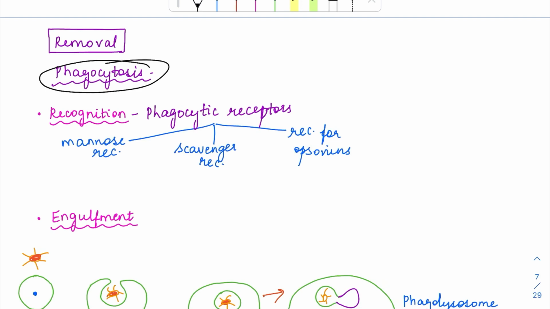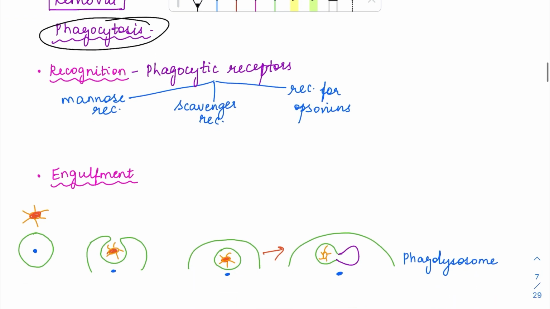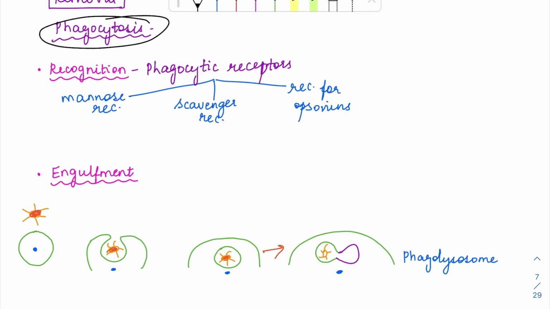Then it has to engulf this offending agent. So it will engulf and close it. Then inside the WBC, inside this phagocytic cell, what happens? The next step will be intracellular killing. The offending agent which has been engulfed will be killed inside the cytoplasm of the phagocyte. So let's see one by one. The first step was recognition, which is going to happen through phagocytic receptors.